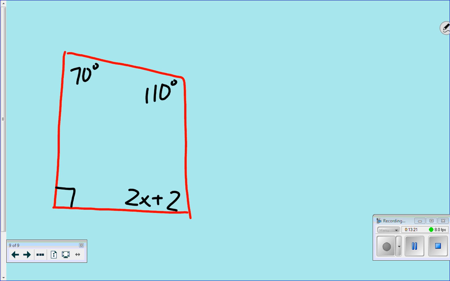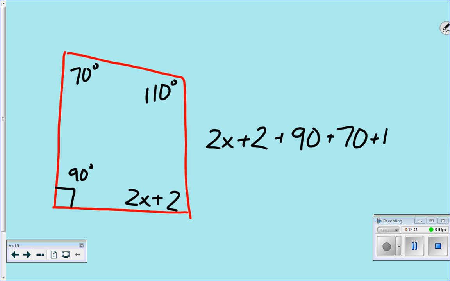What do they have to add to? Okay, 360, good. Now this is what you're going to have to do. We got to add all of them together, so don't forget 90. A lot of you forget 90 because it's not there. I like to start with whatever my variable is. You don't have to. So 2x plus 2 plus 90 plus 70 plus 110 equals 360. So make sure you get that written on your paper, and then we're going to stop for a second.